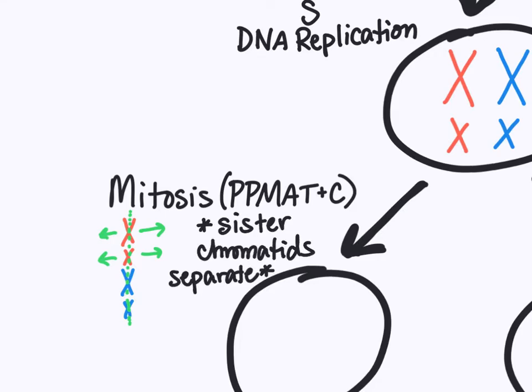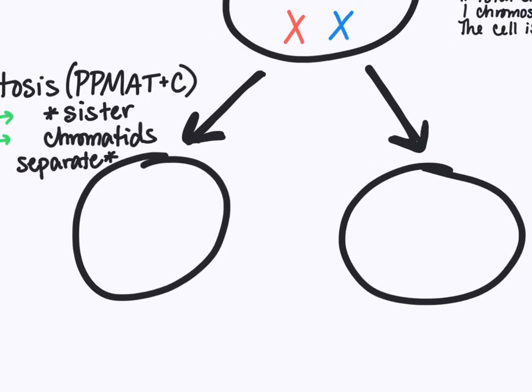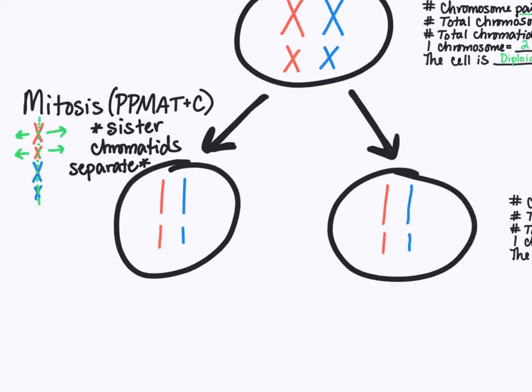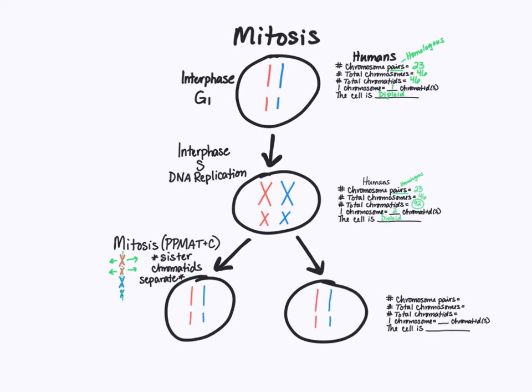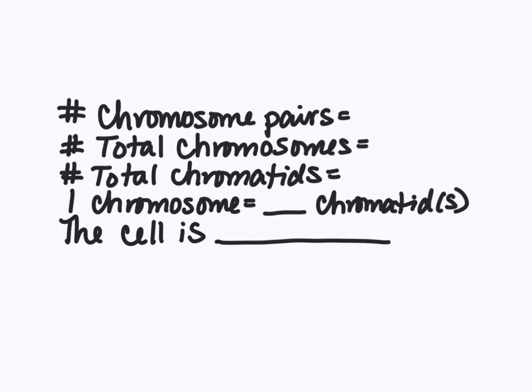So what we end up with at the end of mitosis is cells that look kind of like this. Now you may notice that these cells are identical to each other, so they have the same genetic information as each other, and if you compare them to the parent cell, they are also genetically identical to the parent cell. So let's take a look at what we end up with at the end of mitosis. First of all, it's important to note that we end up with two identical daughter cells.